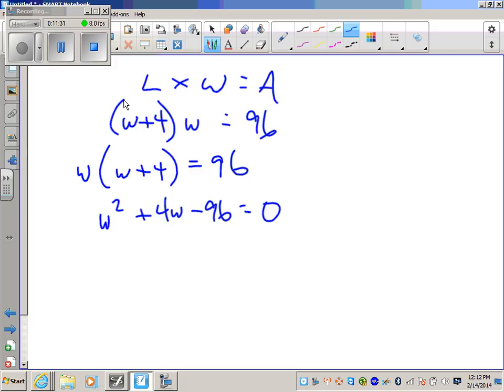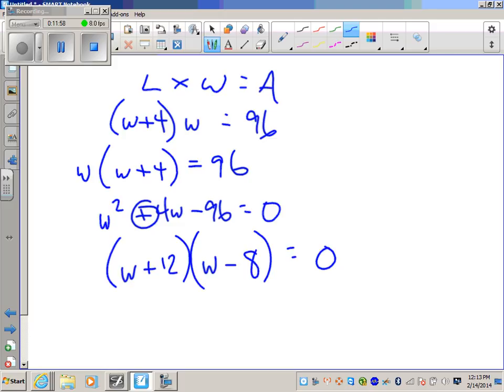You want to have one variable. You're just working with a W or you're just working with an L. It's going to make it a lot easier. Factors of a negative 96 that are going to give me a positive 4. 12 and 8. So if this has to be positive, which one has to be bigger? So W either equals a negative 12 or an 8, right? My width has to be 8. So if the width equals 8, the length has to equal 12.